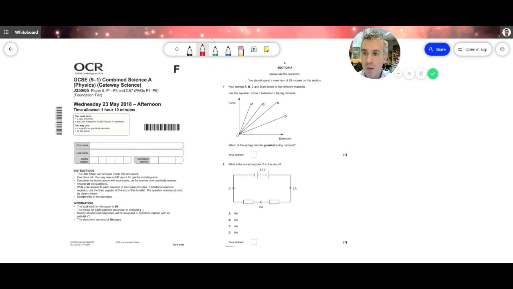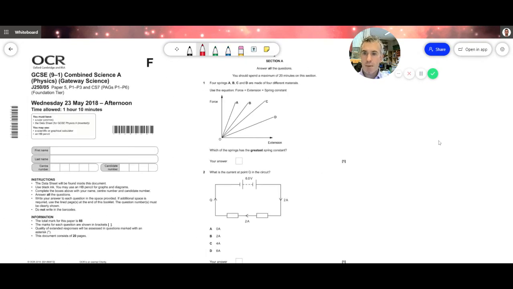Okay, so we start off with a multiple choice. So this is the front page. This is page number 1. You should spend a maximum of 20 minutes on this section. 4 springs, A, B, C, and D are made of 4 different materials.